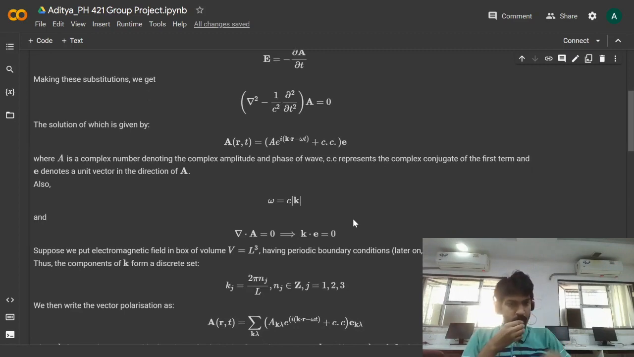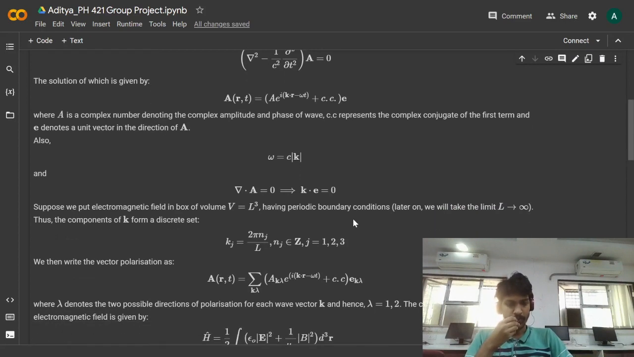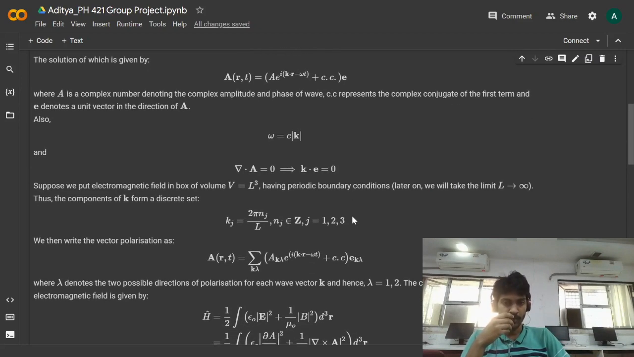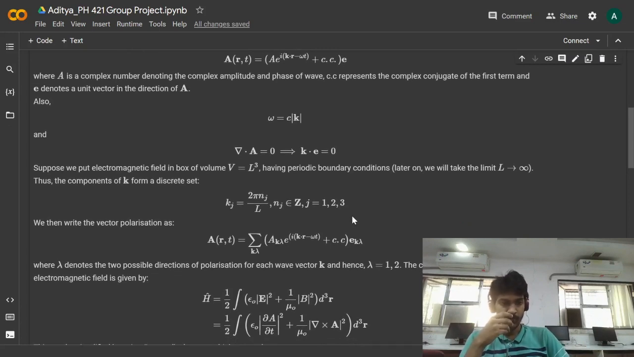After that, we write the vector potential as a summation over k, λ of a_{k,λ} e^{i(k·r − ωt)} plus complex conjugate, times ε_{k,λ}. Here λ denotes the two possible directions of polarization for each wave vector, so λ can be 1 or 2.